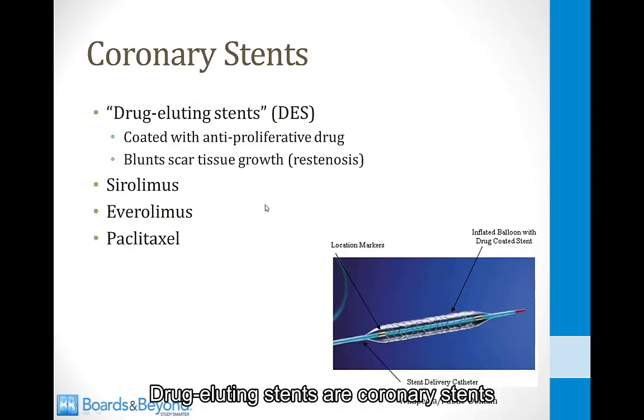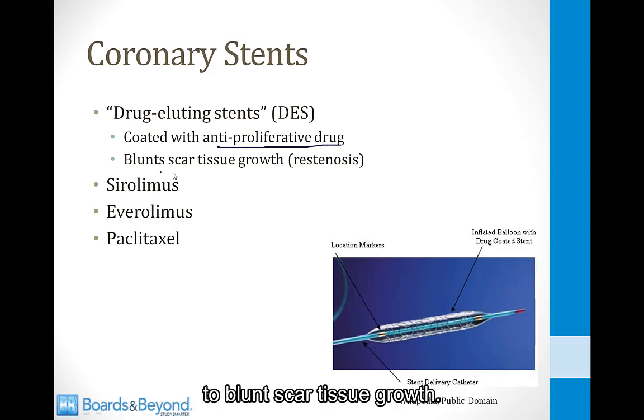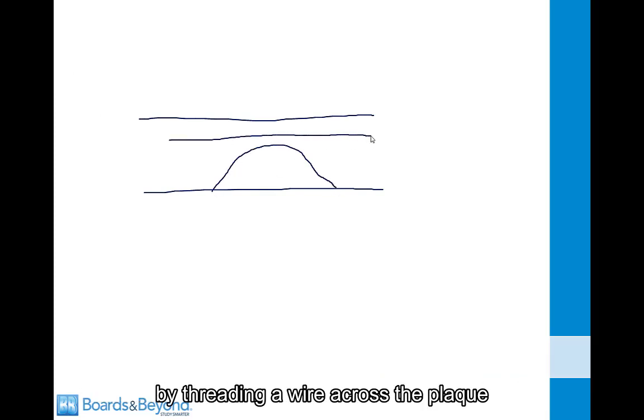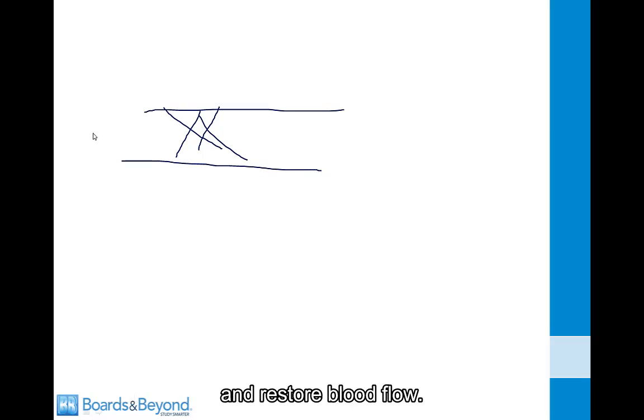Drug-eluting stents are coronary stents used to treat coronary artery disease, and they are coated with an anti-proliferative drug to blunt scar tissue growth. This is a process called restenosis. If you have a coronary artery like I'm drawing here with an obstructive plaque, you can treat the blockage by threading a wire across the plaque and then expanding a metal device called a stent. A stent looks like a piece of chicken wire, and it's collapsed when you put it across the blockage, and then you expand it to fill the coronary artery and restore blood flow.